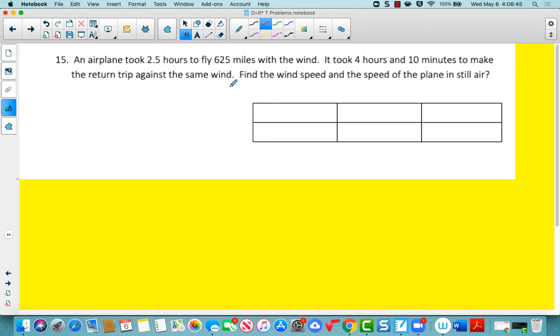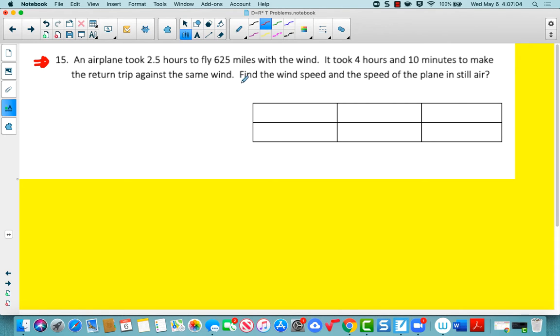The distance equals rate times time problem on number 15. I really encourage you to go back to other examples in the packet. It's very similar to number 12. There's just a couple of issues. So this is not really a full explanation of the video, but it is a hint, okay?